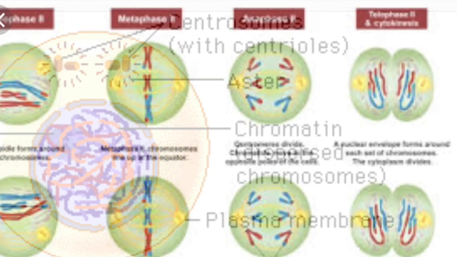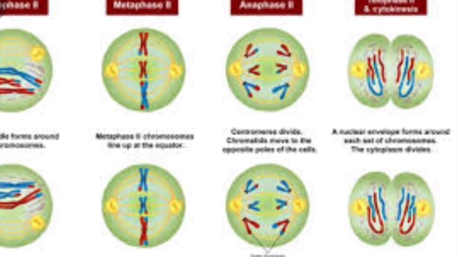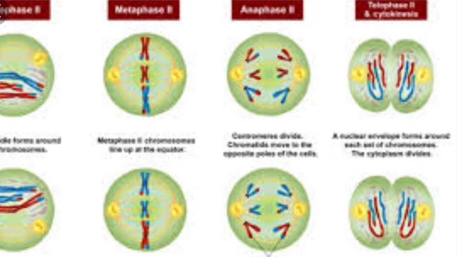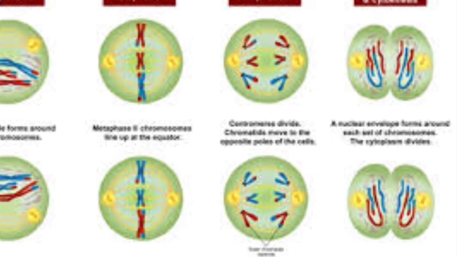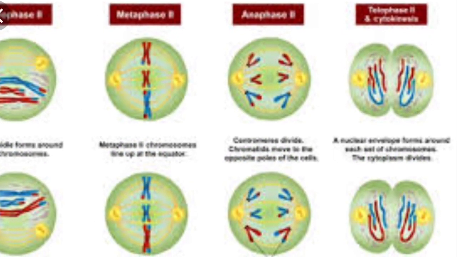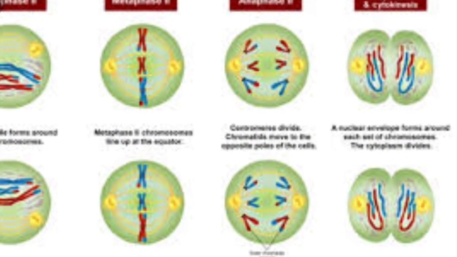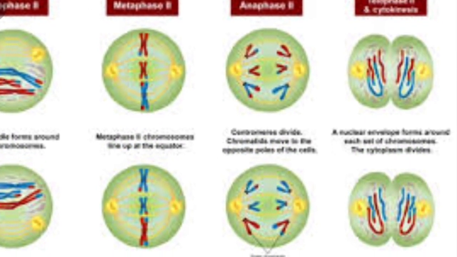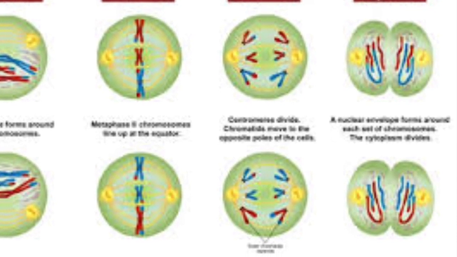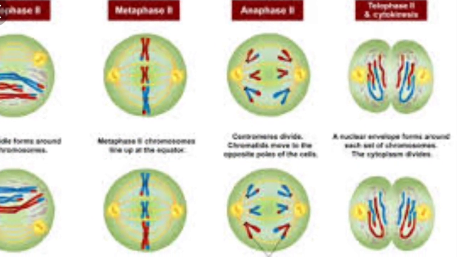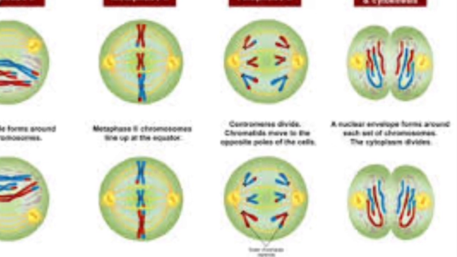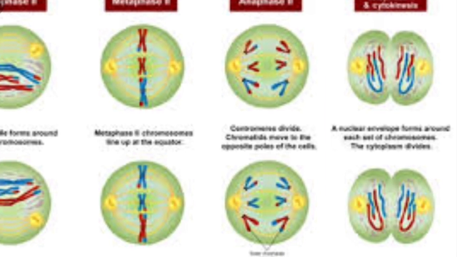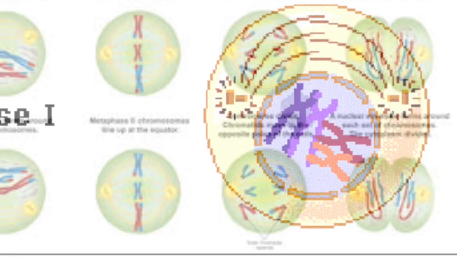As I mentioned, we have two types of cell division: meiosis and mitosis. And I am going to cover meiosis first. I like to do that because meiosis has two parts, meiosis 1 and meiosis 2. And in meiosis 2, it looks exactly like mitosis. So if you learn meiosis 1 and 2, then you already know what the phases of mitosis look like. So let's start with meiosis.